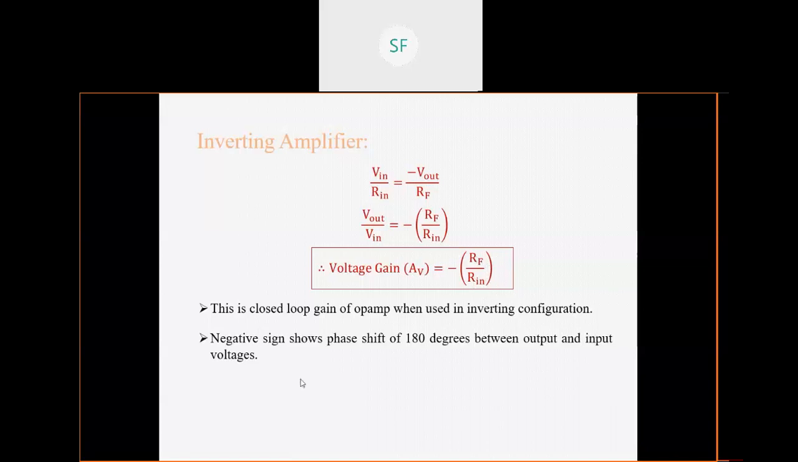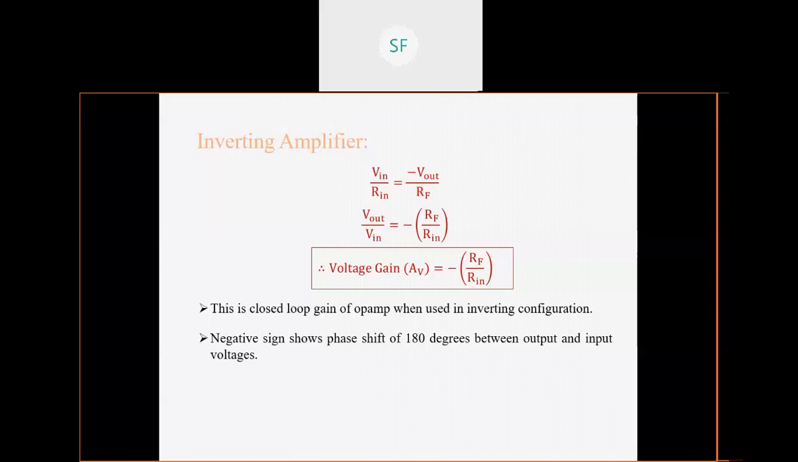And we have also seen what this minus sign signifies. This minus sign shows that there is a 180-degree phase shift between the output and input voltages, right? So suppose your input is a positive half cycle, then at the output you will get a negative half cycle. But obviously that will be amplified only.